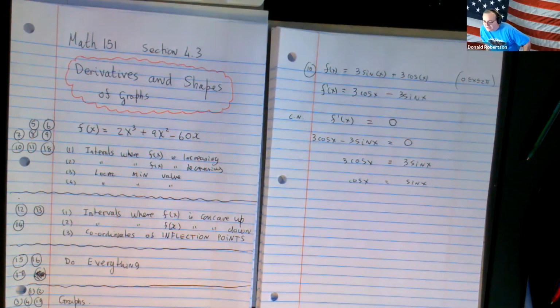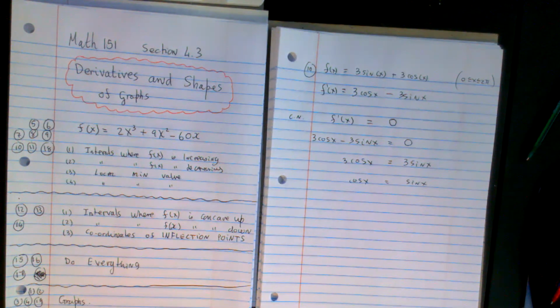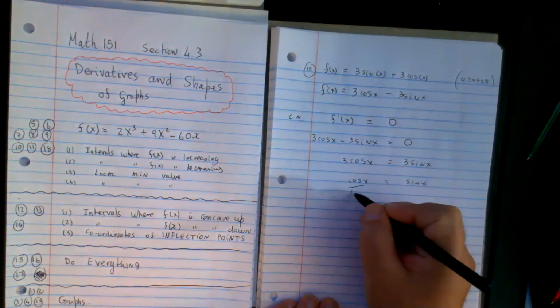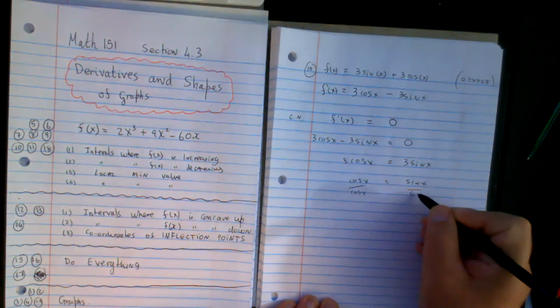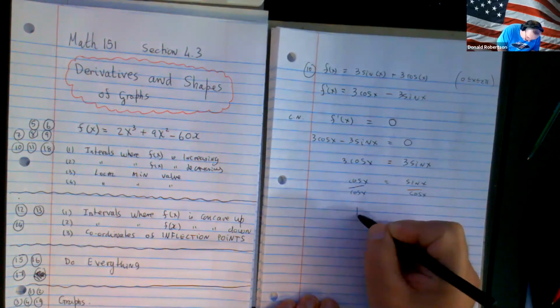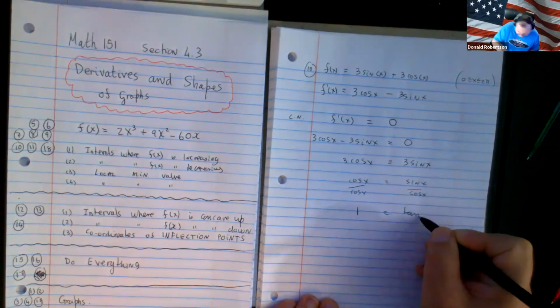Divide both sides by 3, the 3's disappear. Right? Come on, one more step and you're there. I'm putting you under pressure here, but let's fight this through. Do something to both sides so that there's only one trig. Divide by cosine. Yes. And that's 1, and that's tan x.